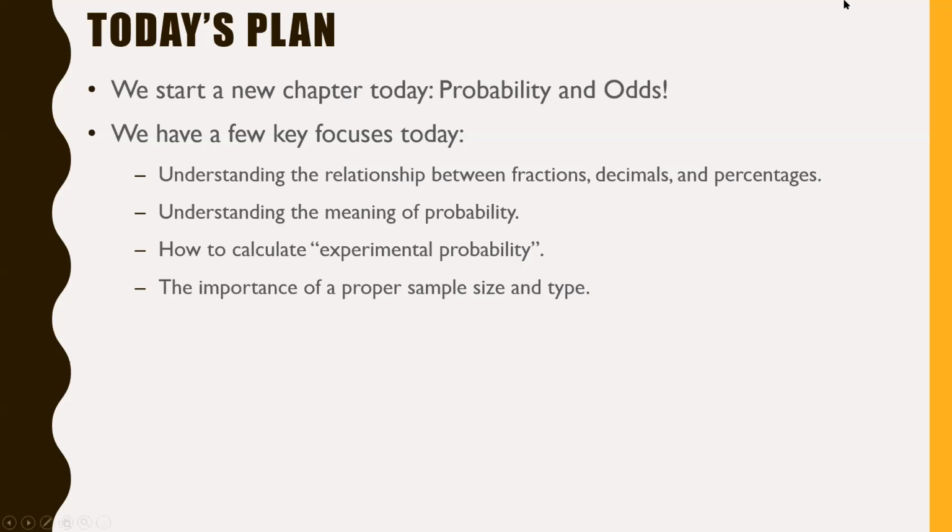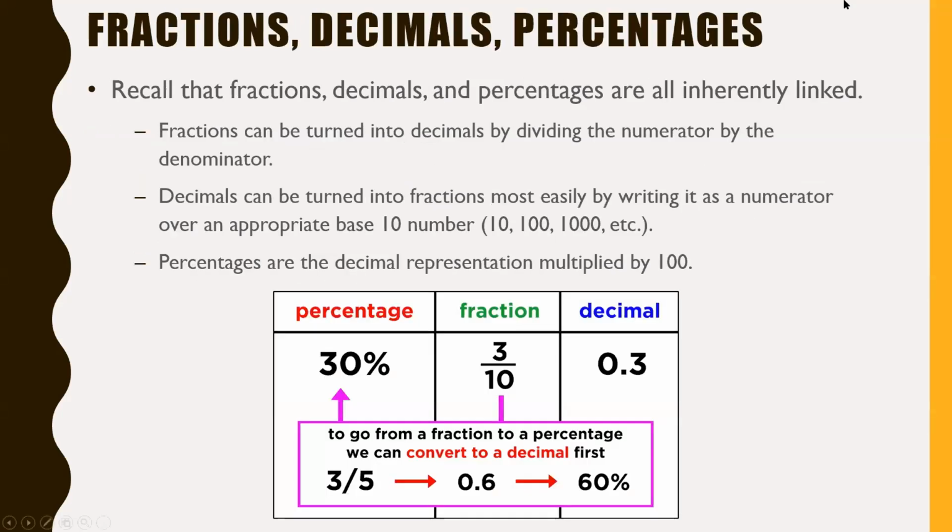Well, let's get rolling. So fractions, decimals, and percentages, again, this is review. I imagine you probably already know this because we've kind of already used this, especially in our last chapter on statistics. But I want you to recall that fractions, decimals, and percentages are all inherently linked. Fractions can be turned into decimals by dividing the numerator, that's the top number, by the denominator. Decimals can be turned into fractions most easily by writing it as a numerator over an appropriate base 10 number, like 10, 100, 1,000, etc.